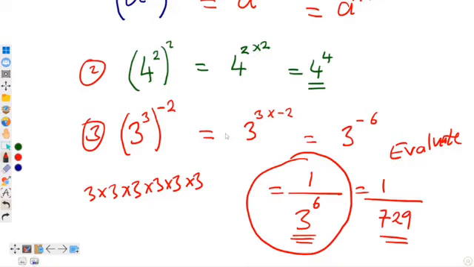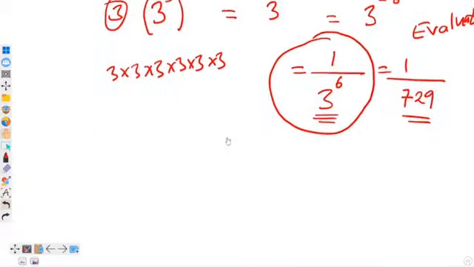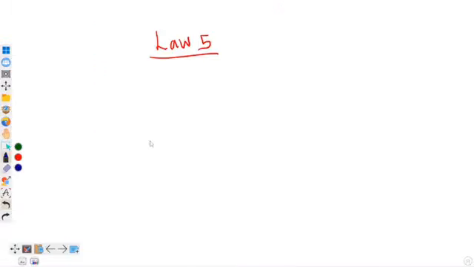So I hope this law is clear. We now come to another law, which is our fifth law, law number 5. So this law number 5 just talks about power of a product. That is law number 5. I've said law number 5 talks about power of a product.